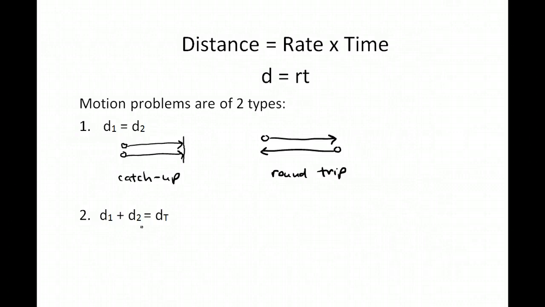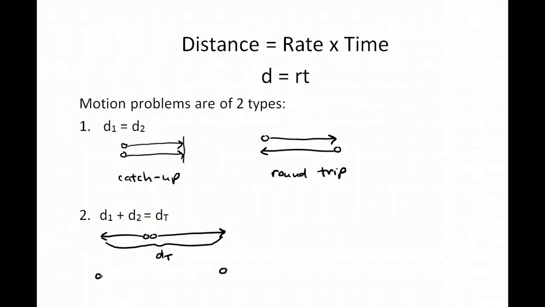Alright, for distance 1 plus distance 2 equals distance total, you generally have one of three pictures. You either have two guys starting at the same place going in opposite directions, and at some point they're going to be a total distance apart. Or you might have them starting apart from each other and coming towards each other. But again, you'll have some kind of a total distance, and you'll have segments representing d1 and d2.